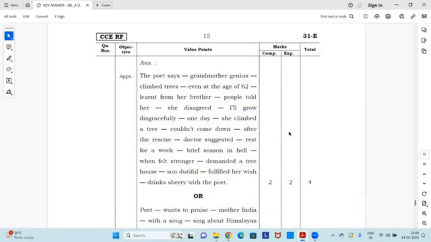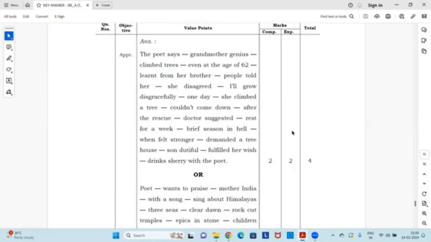Let's see quickly. For the first one, the poet says the grandmother is a genius because she climbed trees even at the age of 62, learned from her brother. People told her she disagreed. I'll grow disgracefully one day. She climbed a tree. She couldn't come down. After the rescue, the doctor suggested she rest for a week. A brief season in hell. When she felt stronger, she demanded a tree house. Her son did the dutiful thing and fulfilled her wish, and drank sherry with the poet.